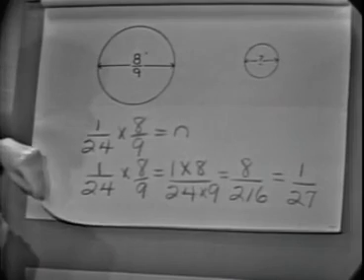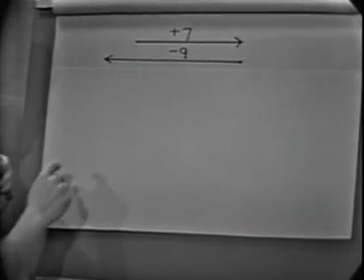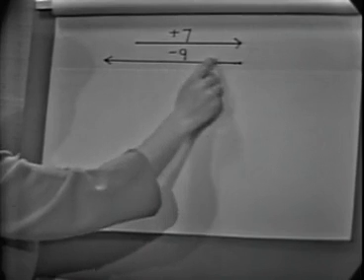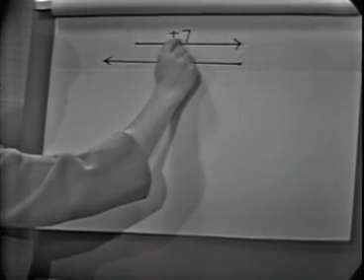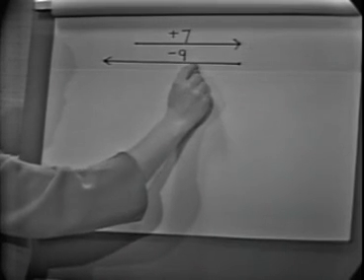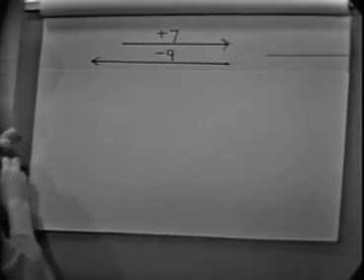Consider still another problem. A football team gains 7 yards on one play. It then loses 9 yards on the next play. What is the total gain or loss of yardage? We associate the physical model here with the mathematical model of a directed segment. A positive 7 associated with one, a negative 9 with the other. We find the sum of these 2 integers.